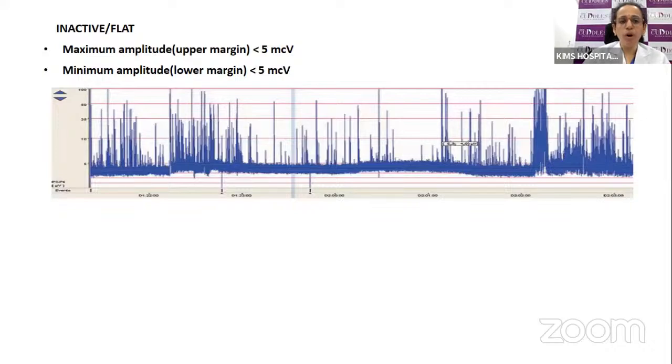And then the inactive or flat tracing, in which we can see almost all the patterns less than 5 microvolts only, and we can see very minimal brain activity. Occasionally there are some spikes here and there, but overall the pattern is always less than 5 microvolts only. This is the inactive or flat tracing, which is also very abnormal and indicates that the cerebral functioning is very less.